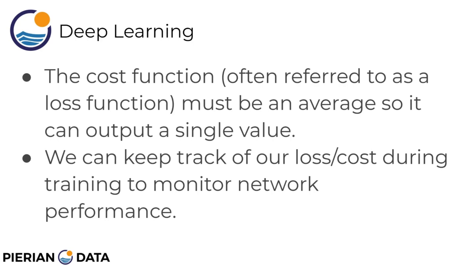In order to compare our neural network's output to the true value, we're going to be using what's known as a cost function. This is also often referred to as a loss function or error function. Essentially, it's something that measures how far off you are from the true value based on your prediction. One important caveat is it should be an average, so that it can output a single value. Then you can keep track of that loss or cost during training to monitor network performance. So hopefully, during each epoch of training, your loss or cost goes down, down, down until you converge to a minimum cost value.